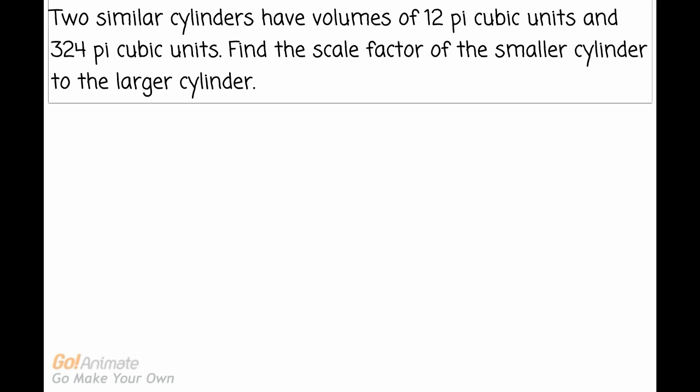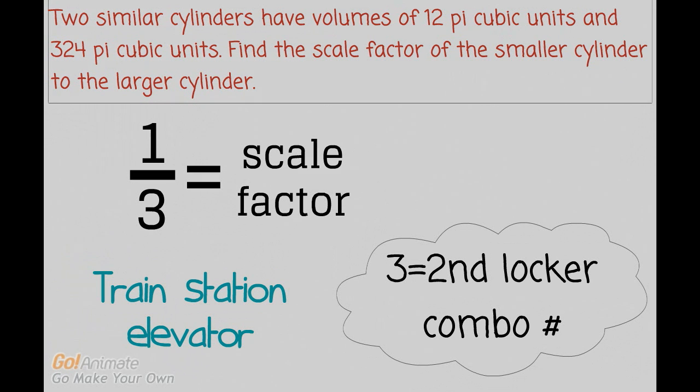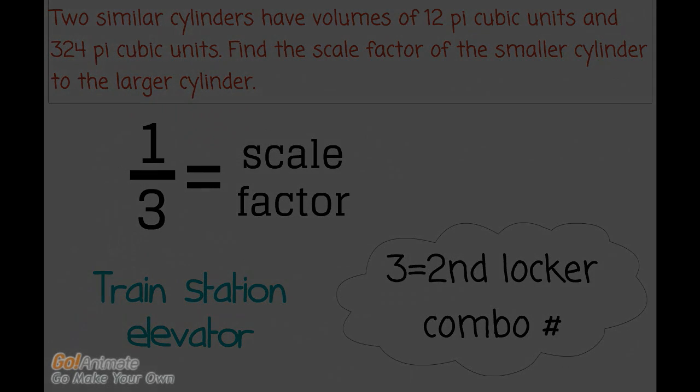Let's take a look at this. Two similar cylinders have volumes of 12 pi cubic units and 324 pi cubic units. Find the scale factor of the smaller cylinder to the larger cylinder. This is easy. So, first you make a volume ratio, which is 12 over 324. Then, you simplify it to 1 over 27. After, you cube root it and you get 1 over 3. And that is the scale factor. We are almost done. Wow. Just one more clue and we will find that stolen guitar. I guess it's off to the train station elevator.